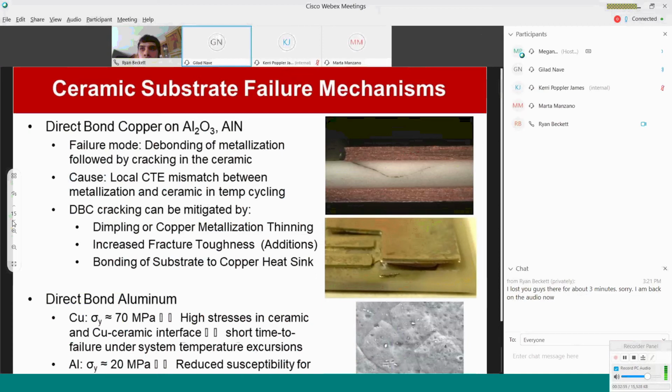And we've even gone to the point of developing new materials where we use aluminum instead of copper, because the aluminum will actually yield and flow at a lower temperature than the copper, thereby just having the material adjust. The aluminum will adjust to the expansion of the ceramic rather than peel off or crack the ceramic due to stress. So we've looked at different types of approaches to that as well.